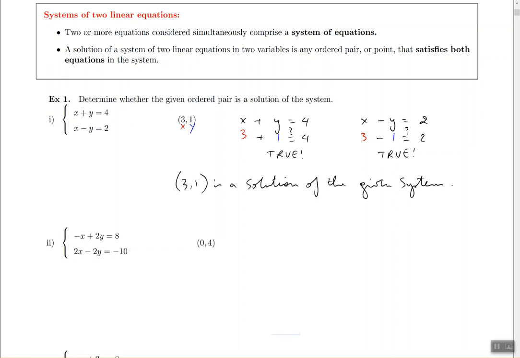So this gives us a way or a method to discover whether a pair is a solution or not. And so to be called a solution, your pair has to make both equations true. If one of the equations fails and it's false, then you can stop and say that the pair that I have is not going to work for this problem.